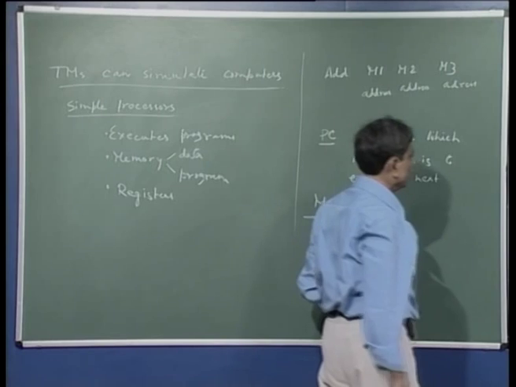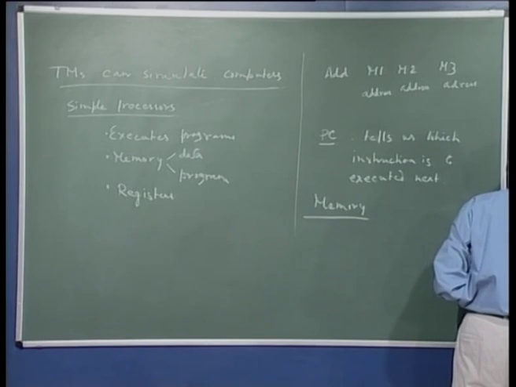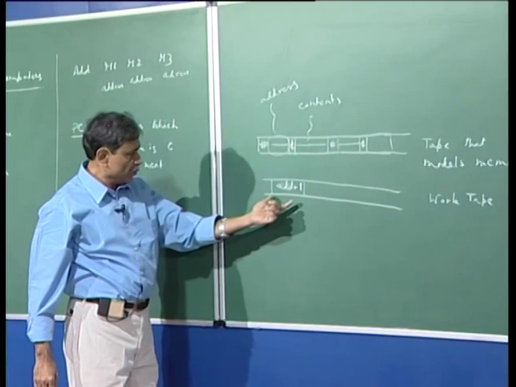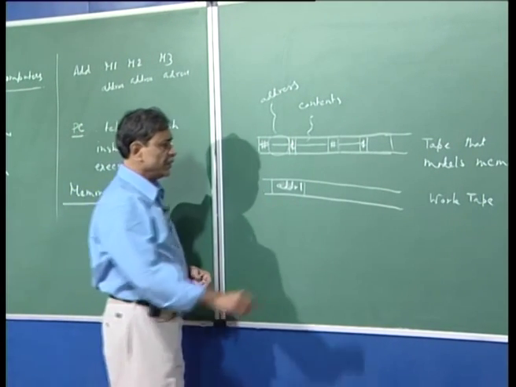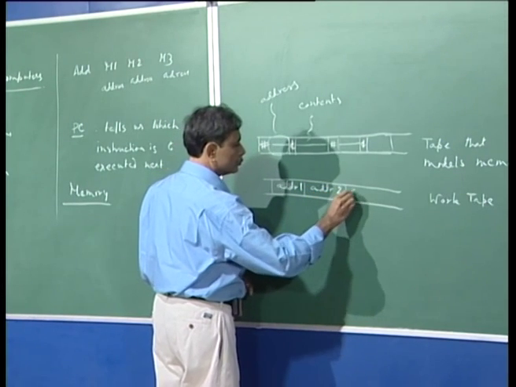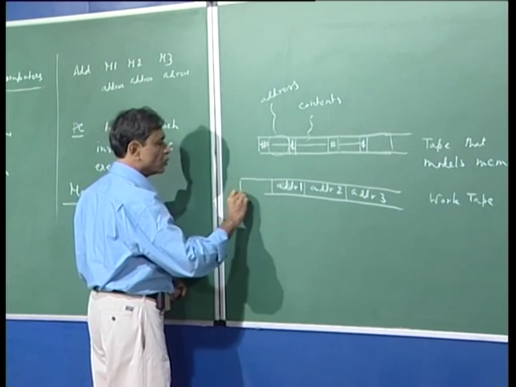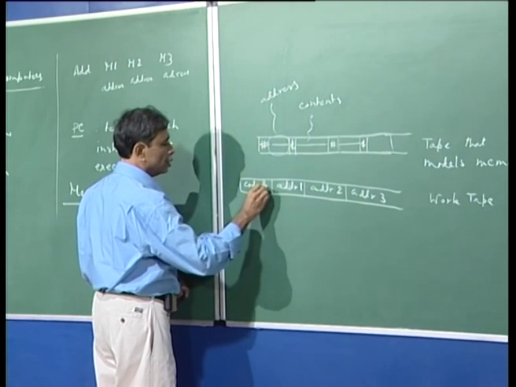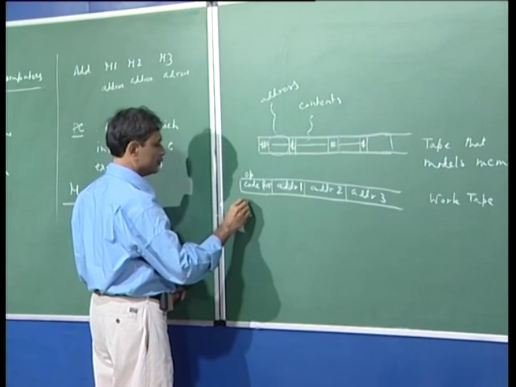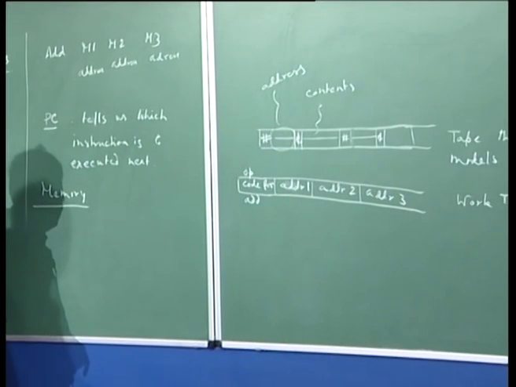All right. Now let us say this is the address 1, which is here M1. Now if you see here 3 addresses, and here there is the code, or you know, opcode basically, that's what we say opcode for, let us say addition, which is a particular bit pattern.